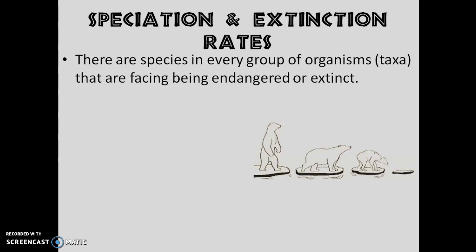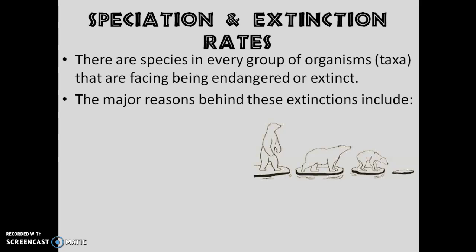What we are noticing with extinction rates is that it's not just one group of organisms that is being affected. There are species in every group of organisms, sometimes referred to as taxa, that are being faced with either becoming endangered or becoming extinct. It's not just mammals, reptiles, or amphibians, it's all of those different groups. The major reasons behind the increased extinction rate include habitat loss and deforestation.